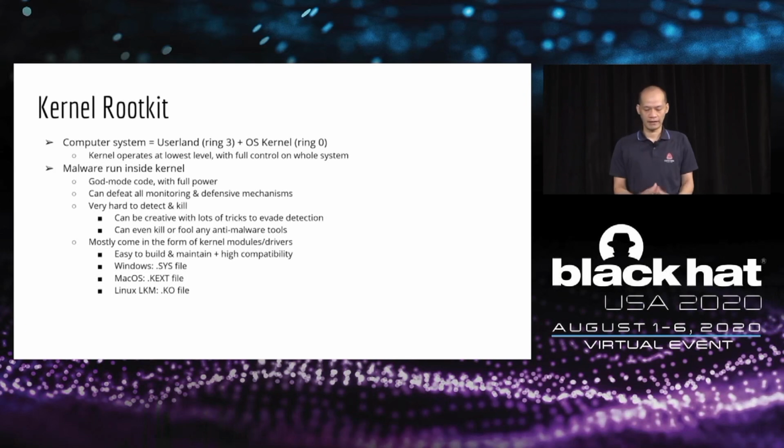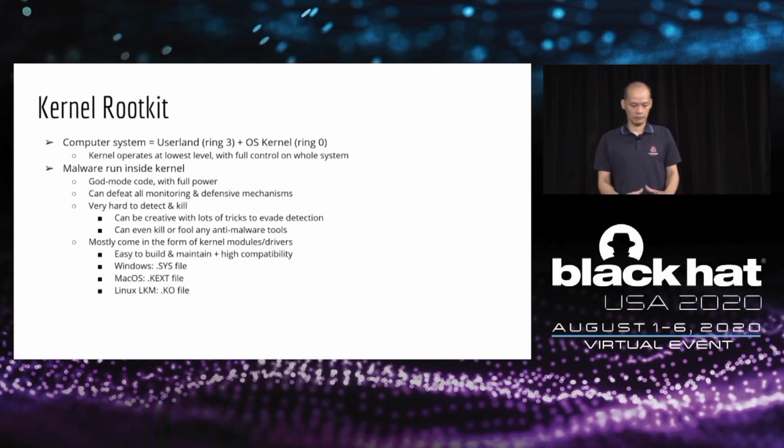And the malware running inside the kernel is called a kernel rootkit. Because a kernel rootkit functions at the same level as the kernel, it has full power. So it can defeat all the monitoring and defensive mechanisms in the system. Kernel rootkits are very hard to detect and kill because they can have many tricks to evade detection, or they can even kill or fool any anti-malware tools.